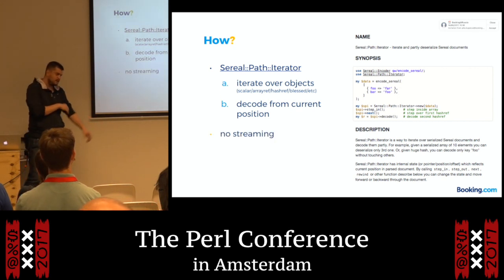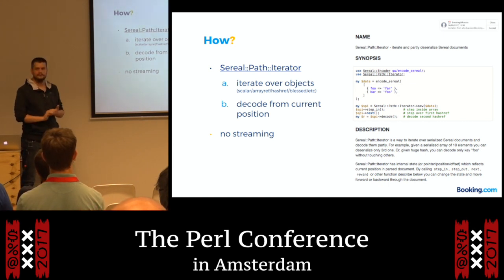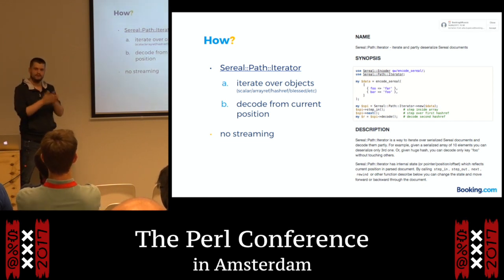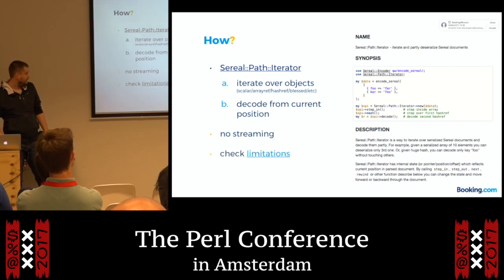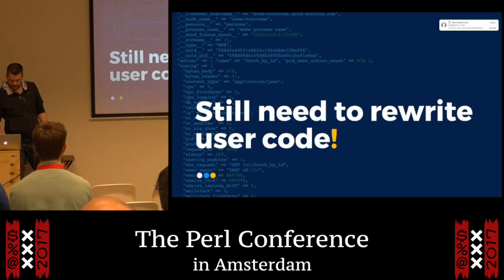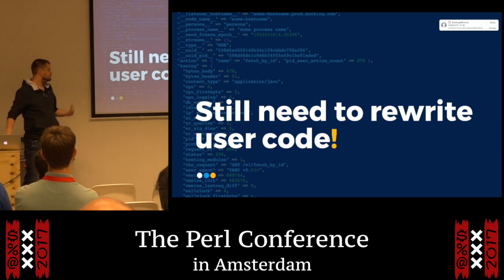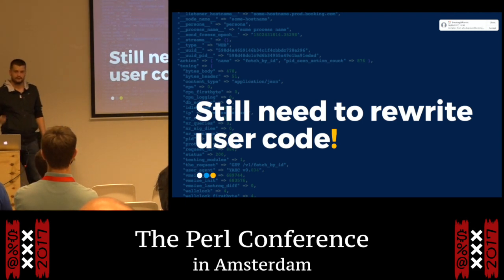If you're going to use it, from the very beginning I want to assure you that this is not streaming, meaning that the Serial Path Iterator doesn't support streaming. You still need to have the full blob in place in order to be able to inspect it. And yeah, there are some limitations. Please check it out. But we still need to rewrite our user code, right?